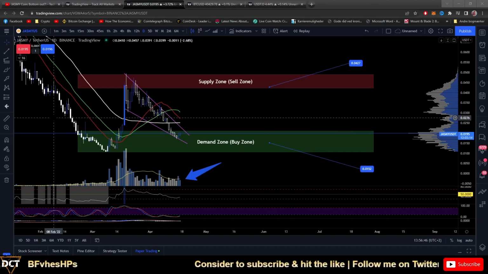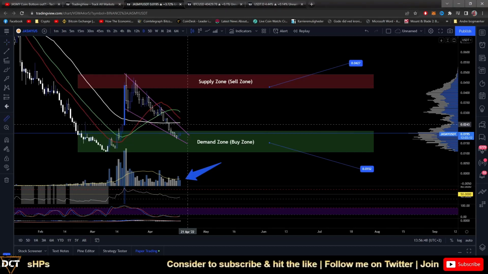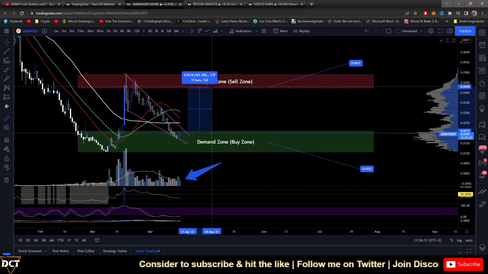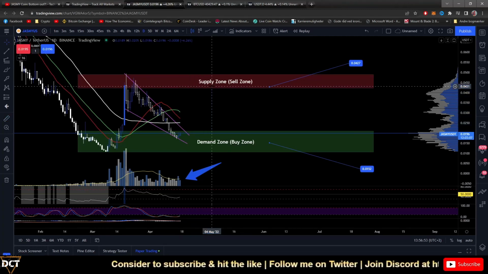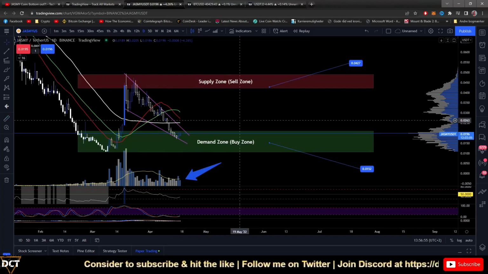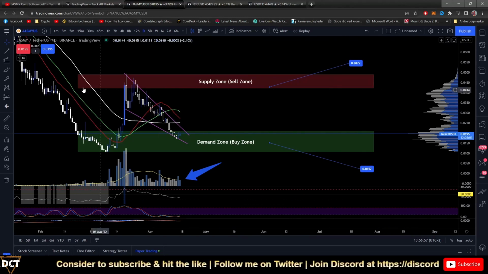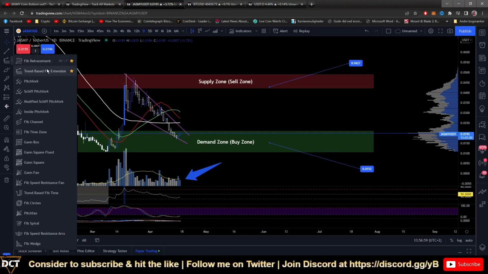To measure other resistance levels, because these areas are actually pretty huge. If we break out all the way to the top, that's at 100%, right? But on the way, there will be some kind of resistance levels. And the VPVR we can use as a tool. We can also use, if you've been following my channel, you know about this tool, trend-based Fib extension.